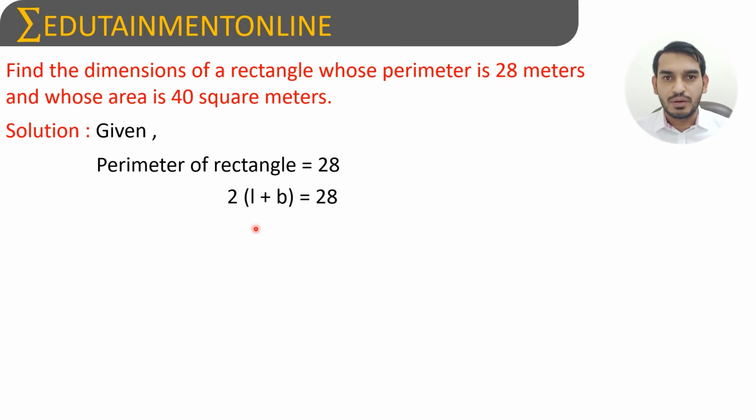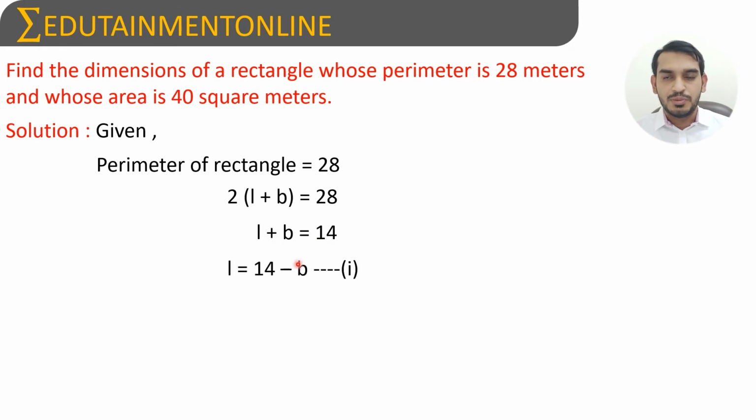We know that the formula for the perimeter of a rectangle is 2 into (length plus breadth). So 2 into (L plus B) is equal to 28. Transposing this 2 to the other side, that will be 28 divided by 2, which is equal to 14. So L plus B, length plus breadth, is equal to 14.